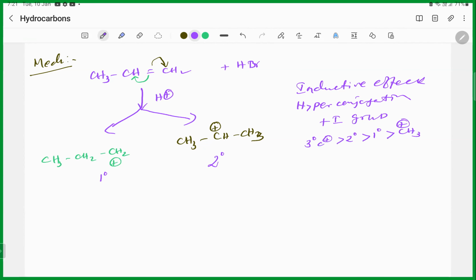So among the two, which is the most stable? This will be the most stable, because it's a secondary carbocation. This one will be the least stable.